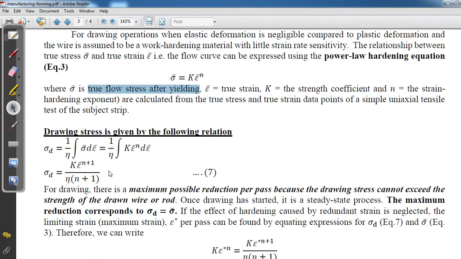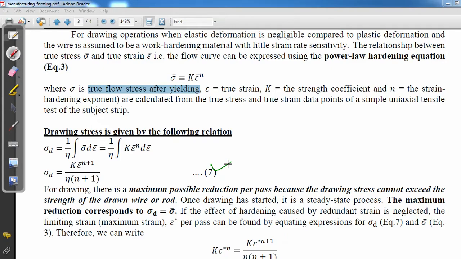Okay, so now we will calculate the drawing stress. Drawing stress is given by sigma d equals 1 upon eta times the integration of sigma bar d epsilon bar. This formula is given by the GATE authority and also in the book, so there is no problem in this. So we will integrate this term. By integration, k is a constant and comes outside, epsilon bar to the power n becomes epsilon bar to the power n plus 1 divided by n plus 1. So we reached here, that sigma d equals this.